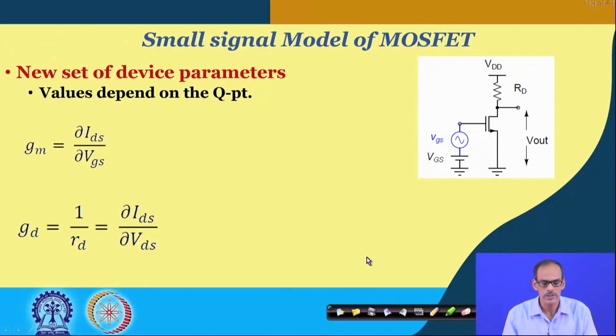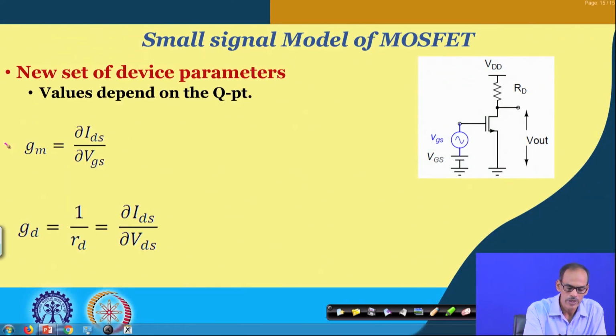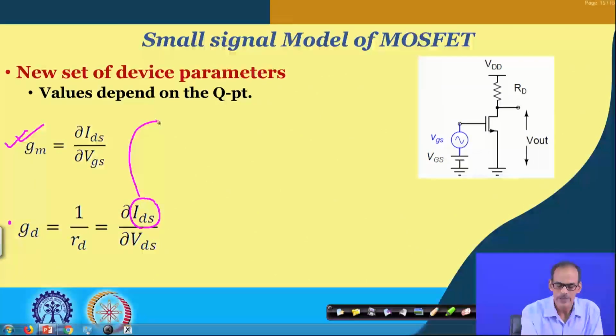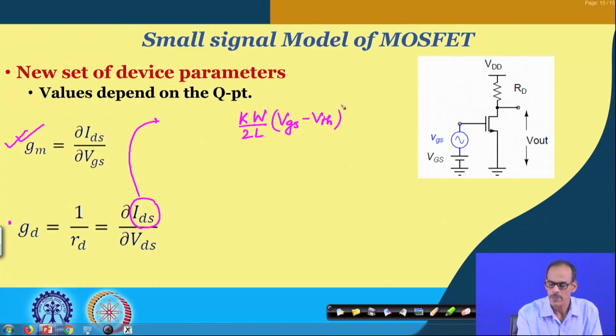Okay. So, it is a similar thing here, but let me discuss this. We already have discussed this one. Now, we are going to discuss the expression of GD, which we get from this definition. The IDS has an expression, K W by 2L into (VGS minus VTH) square into (1 plus lambda VDS).